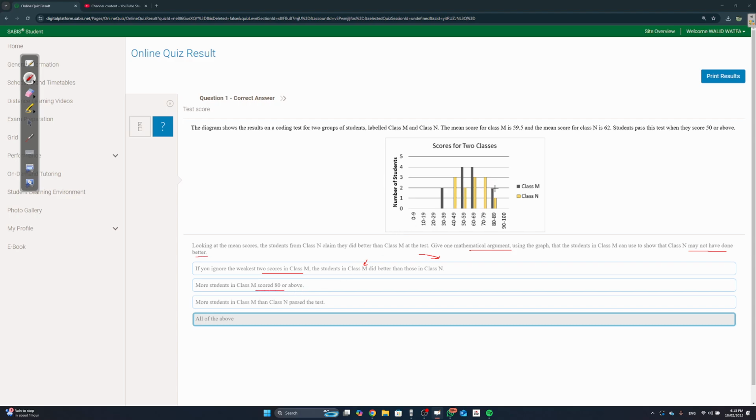More students in class M scored 80 or above. Let's take a look. More students in class M scored 80. As you can see, yes. In N, only 1. But in M, it's 2. So that's correct as well.